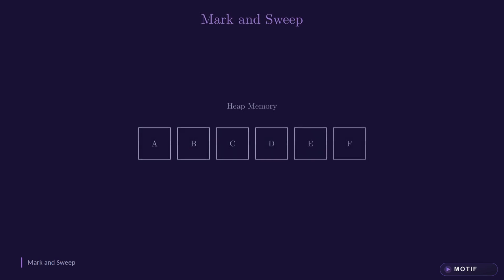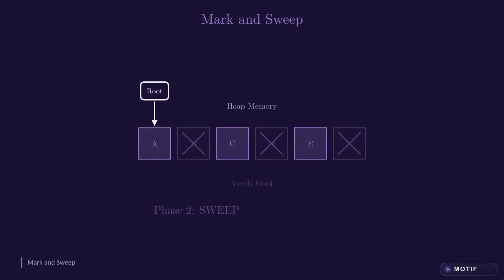Mark: traverse the entire graph of live objects and paint them. Sweep: scan every cell in the heap, and reclaim anything that wasn't painted. Simple in theory, brutally expensive in practice. Every object in memory must be visited. Every dead object must be erased. The cost scales directly with the size of your heap.